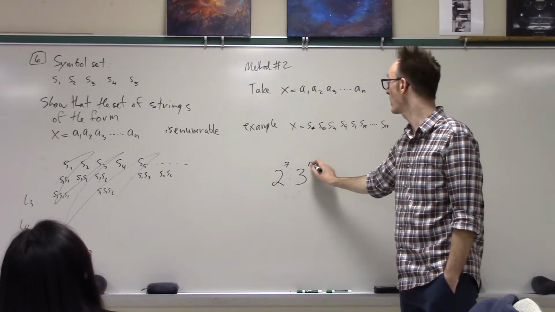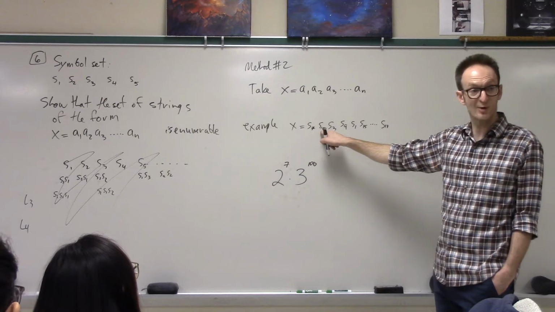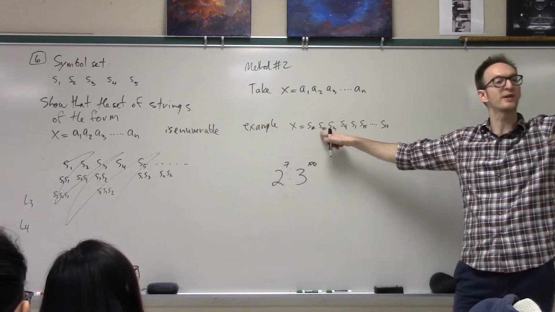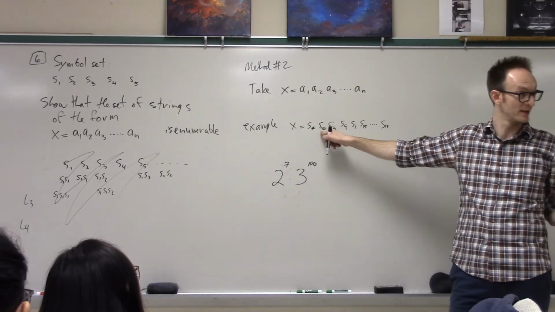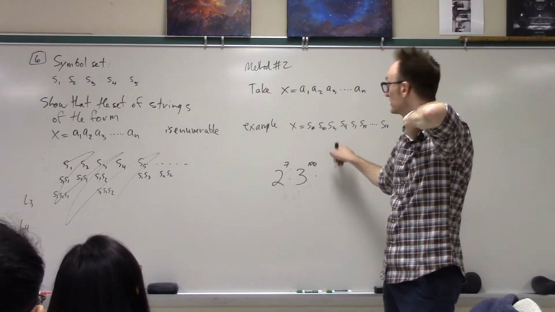String. So the second character, let me put it this way. The second character of my string is the 100th character of my alphabet. This is the way to put it. Therefore, multiply by 3 to the 100th. Now, this is like genius, right?